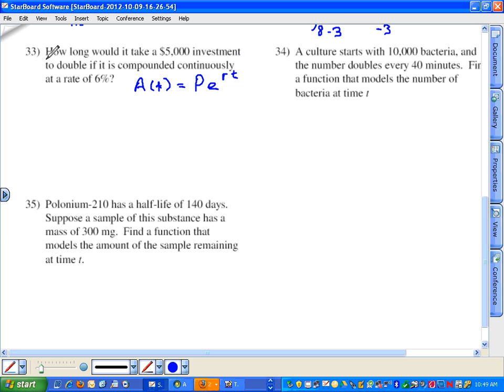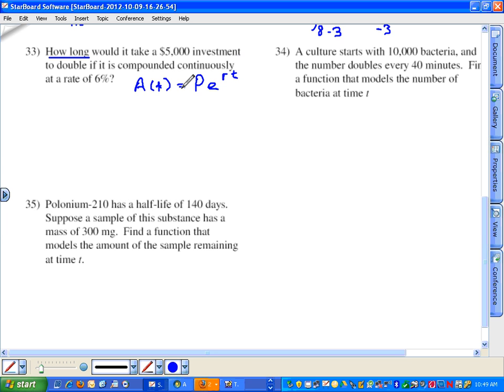Now you also have to know what they're asking. They're asking for how long would it take. So what part of this formula are they asking for? They're asking for t. We need to solve for t. As long as t is an exponent, we can't solve for it. So this is going to involve logarithms so that we can make t no longer an exponent.